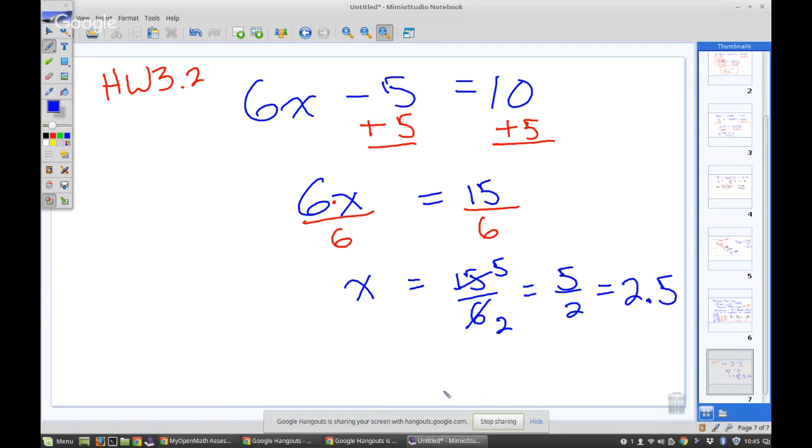So if it's not one of those that you can just look at and do in your head, then write it down. I have to do those steps to get it right, otherwise I screw it up.